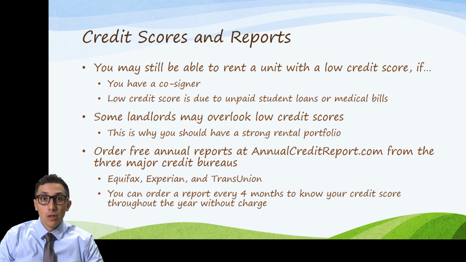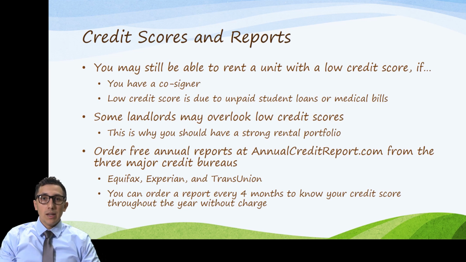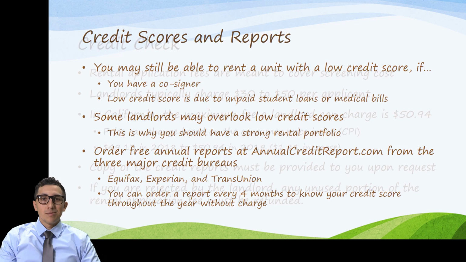Some landlords may overlook low credit scores, which is a good reason to have a strong rental portfolio, which I will go over in the next video. You can order your free annual reports at annualcreditreport.com from the 3 major bureaus, which are Equifax, Experian, and TransUnion. You can get a report from each of these bureaus so you can know your credit score throughout the year if you order one report every 4 months.